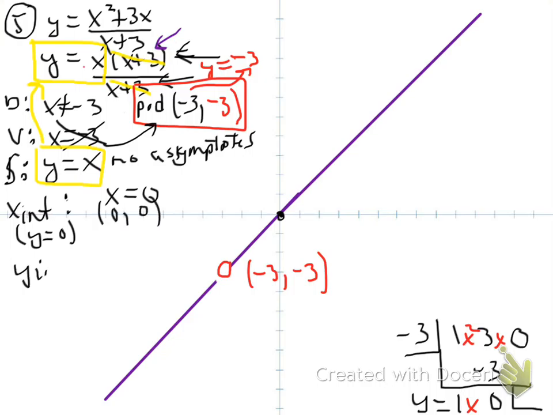The y-intercept, that's where x equals 0. If you put zeros in, the top becomes 0. The bottom becomes 3, and that's still 0. And x was 0, y 0. We got that there. I've graphed it. I'm done the problem.